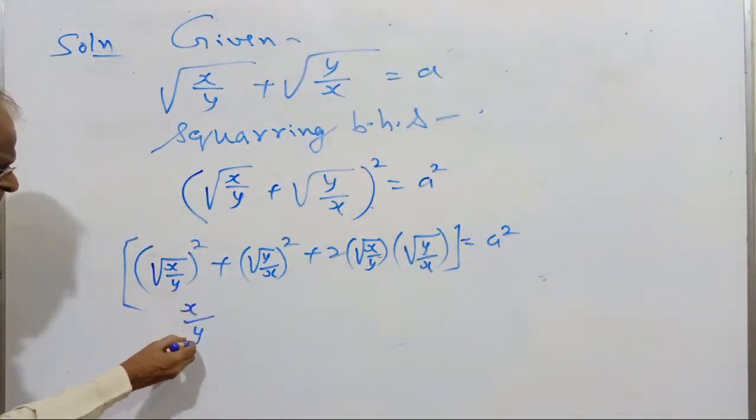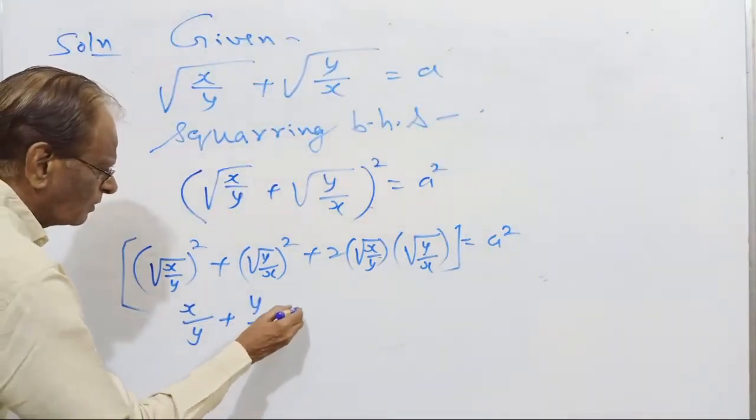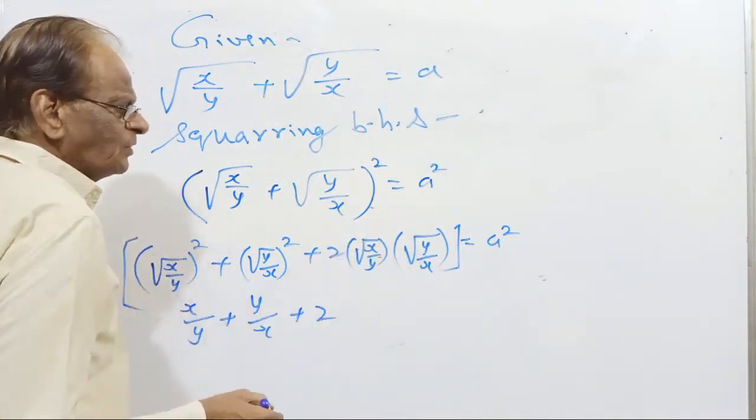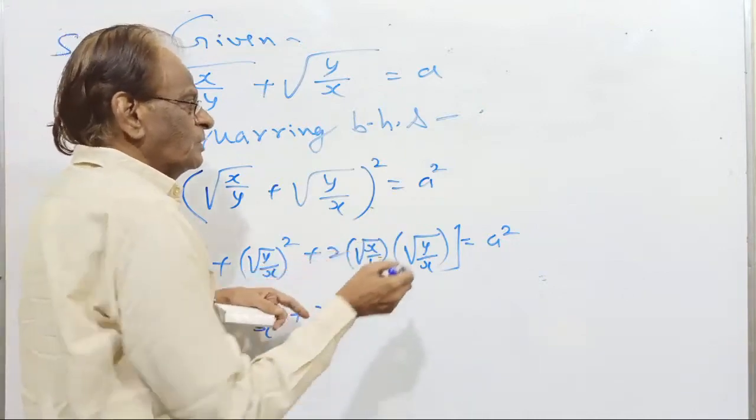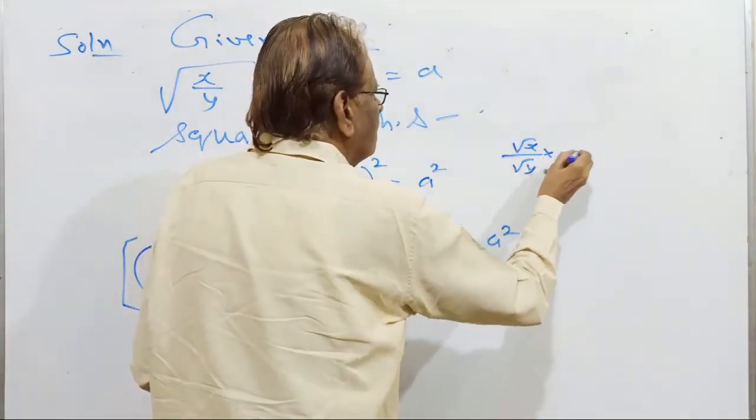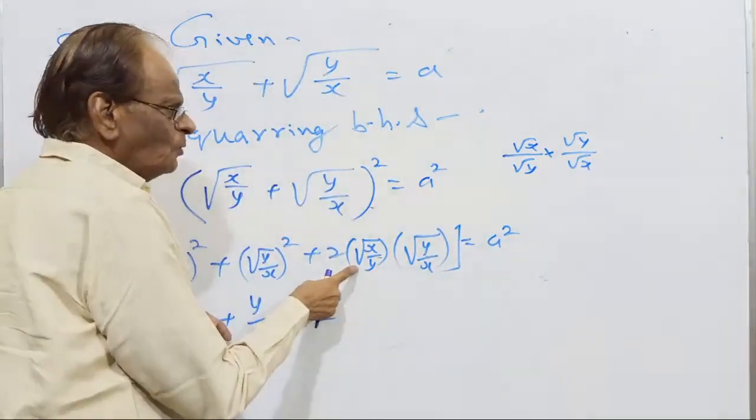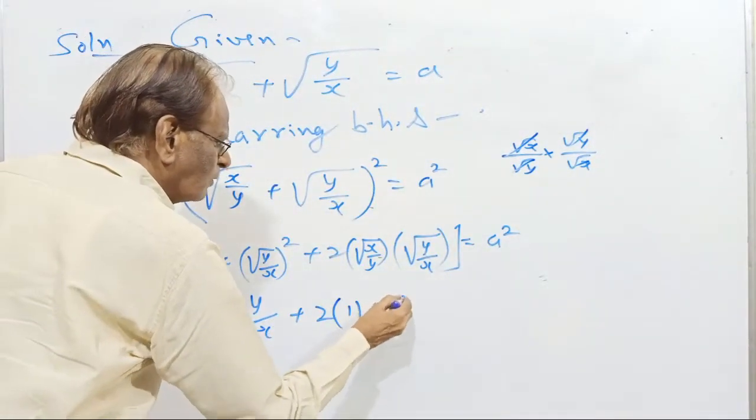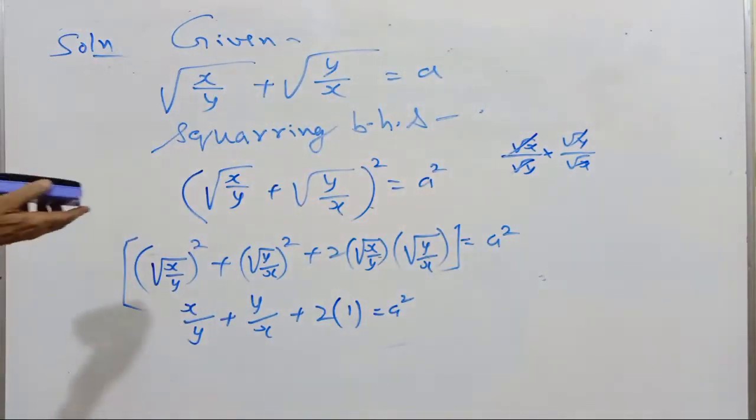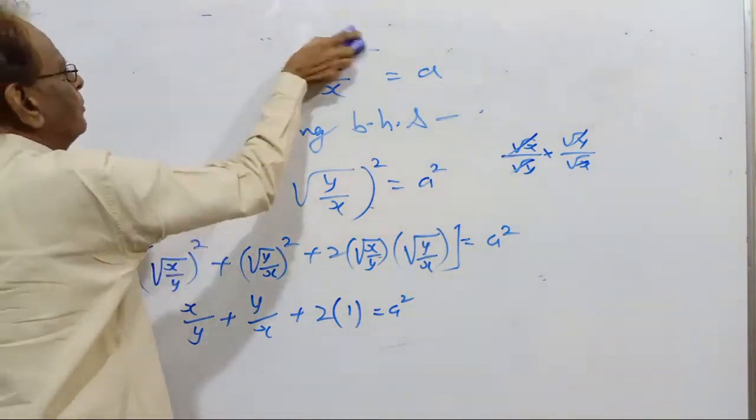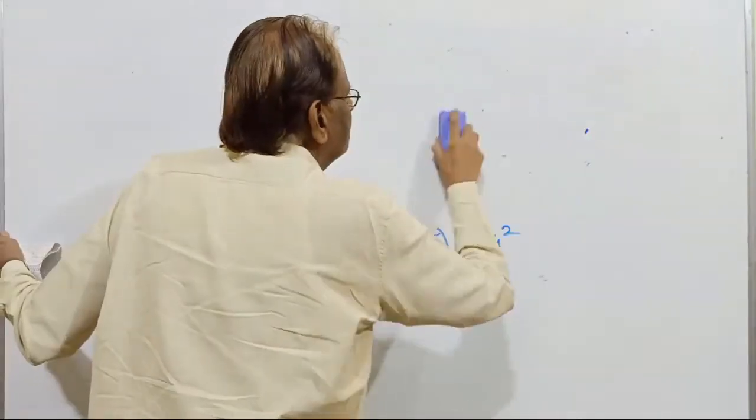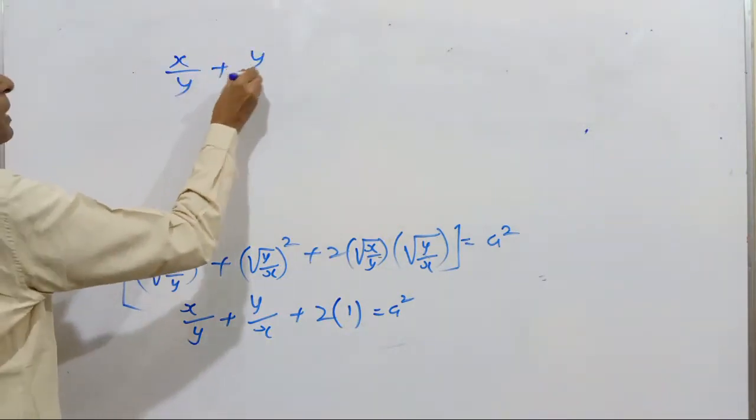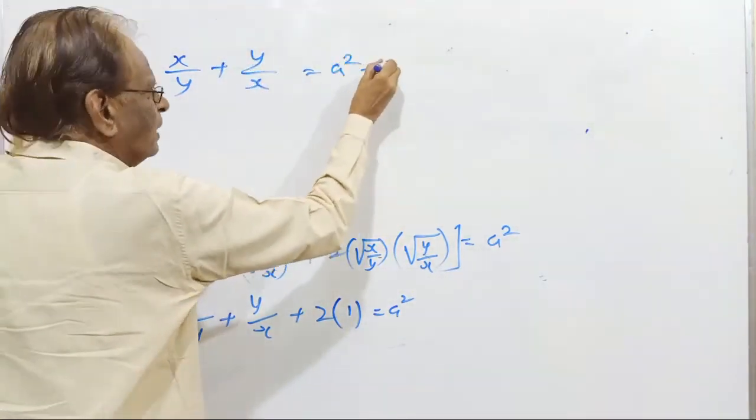The square and square root cancel, giving x by y, and y by x. The root x cancels, root y cancels. Make them separate: root x by root y, root y by root x. Root x, root x, root y, root y cancel. 2 into 1, equal to a squared. So x by y plus y by x equals a squared minus 2.